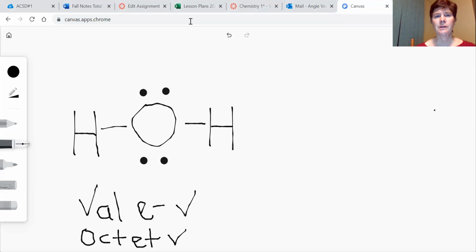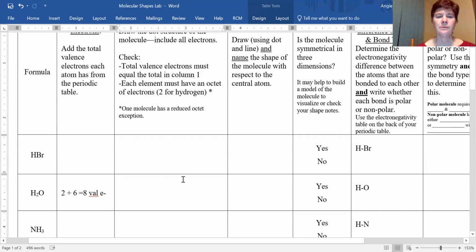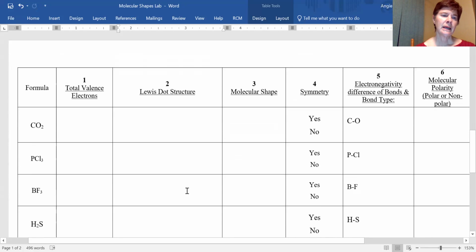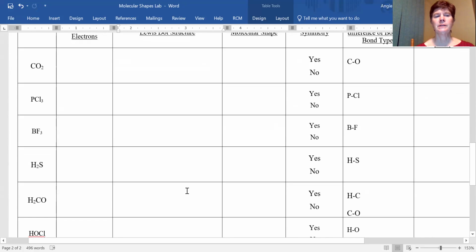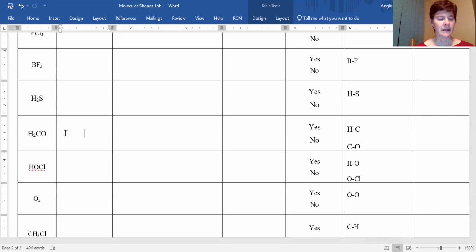Now we're going to go back to our shapes lab. And remember that you should have drawn in what was in that Canvas part of the program into here. Okay. Now we're going to go to the second side of the lab, and you will be doing the total valence electrons and Lewis dot structures for all of these different things. Let's stop here at H2CO and take a look at the valence electrons. Remember that each hydrogen has 1 valence electron. We just checked the periodic table. It's in group 1. So that means we have a total of 2, or 2 times 1 for that hydrogen.